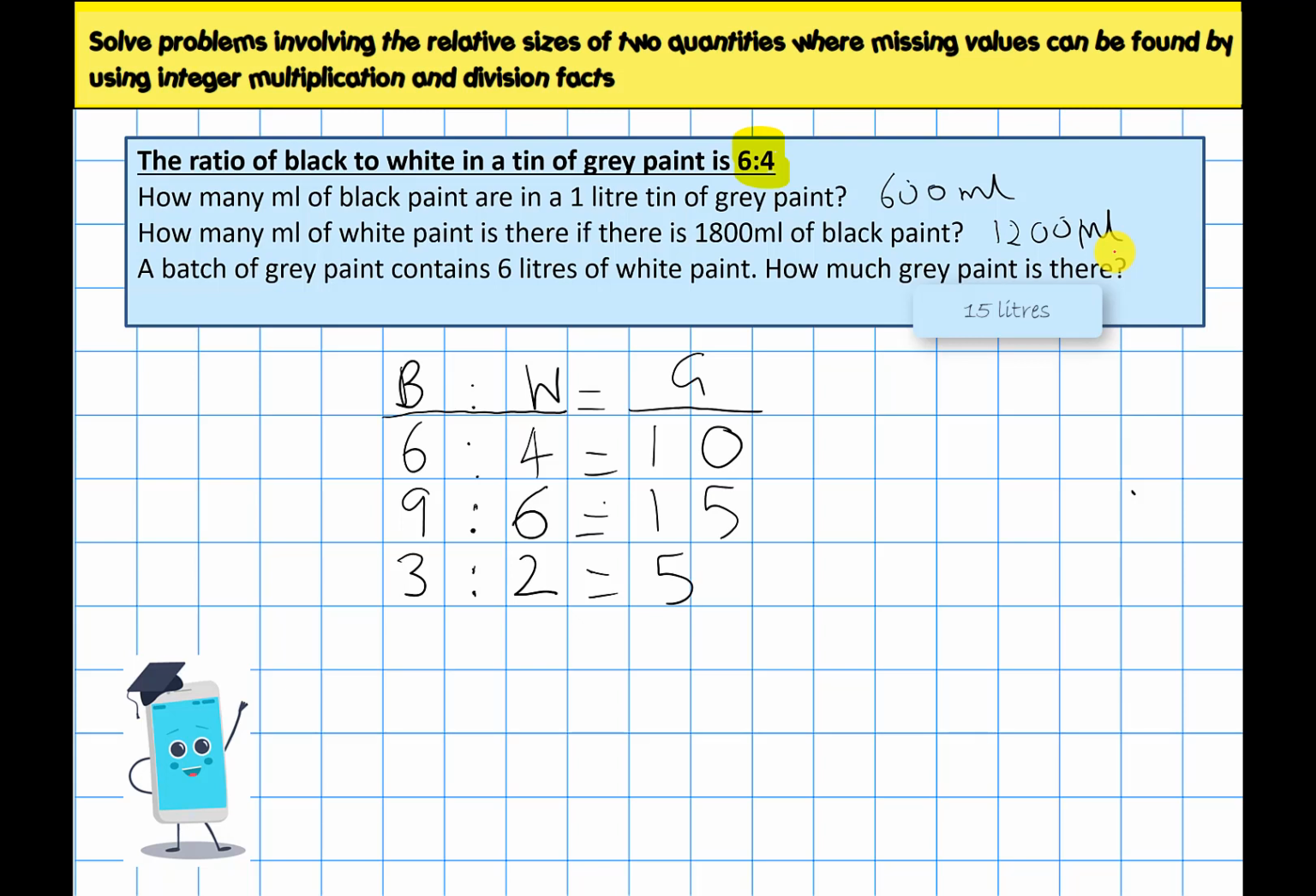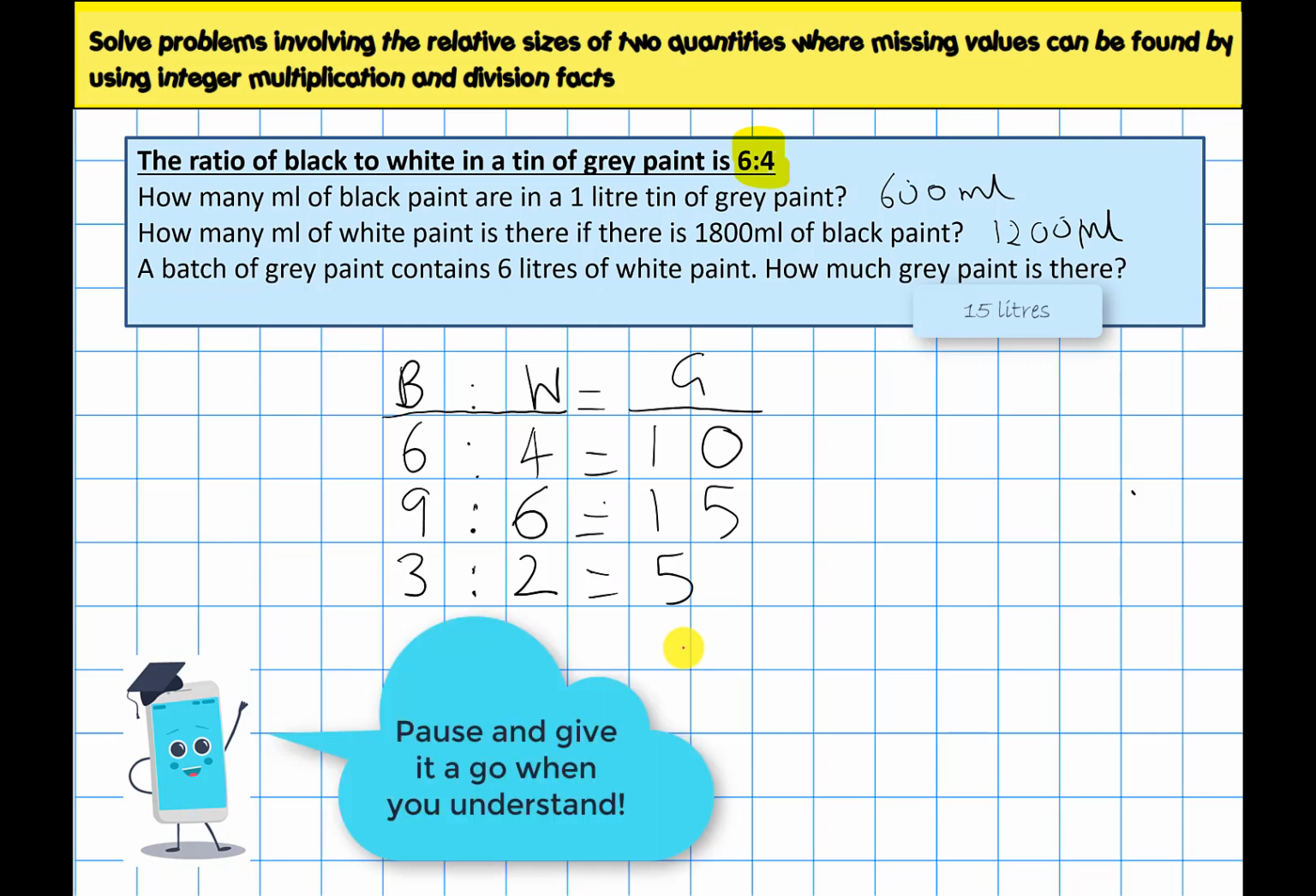But for each question, you need to identify the ratio, write it out as I've done here, write in the clues you've got, and then think about scaling up or scaling down till you get the part of the question that you need. Now, if you're feeling confident, give your questions a go. If you want a bit more help, I'm going to go through the first question on your worksheet.